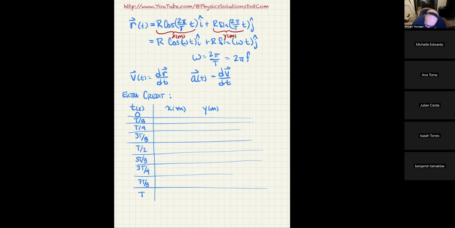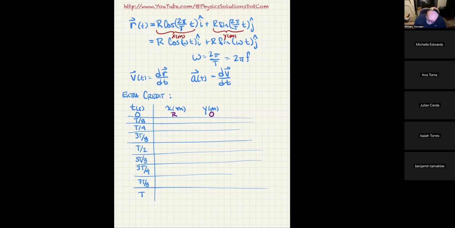For instance, when I plug in 0, cosine of 0 is 1. So I get, in fact, r for the x value. When I plug in t equals 0 for the y, I get sine of 0, and the sine of 0 is 0. So that's going to be 0 there.